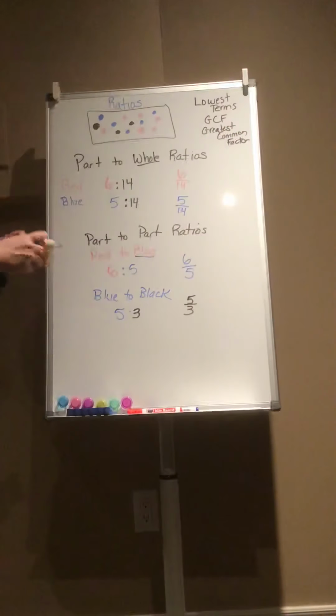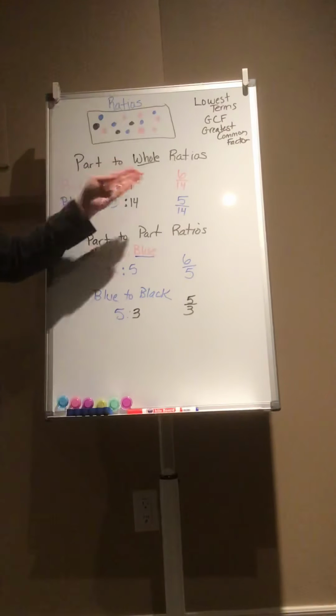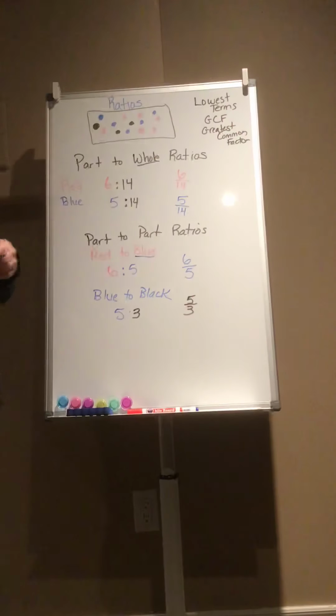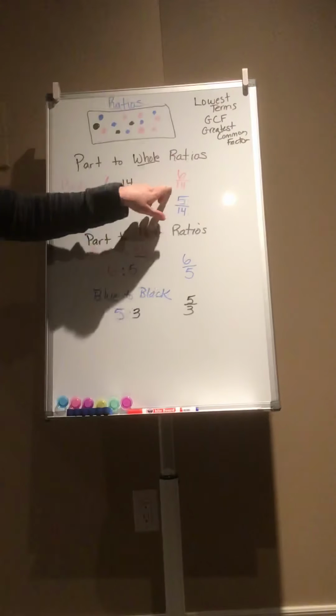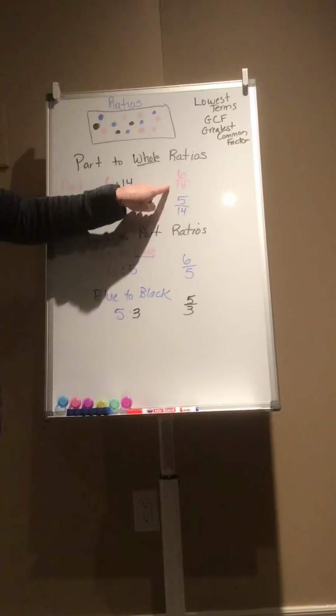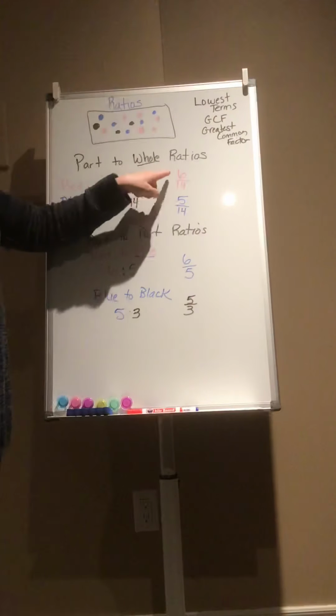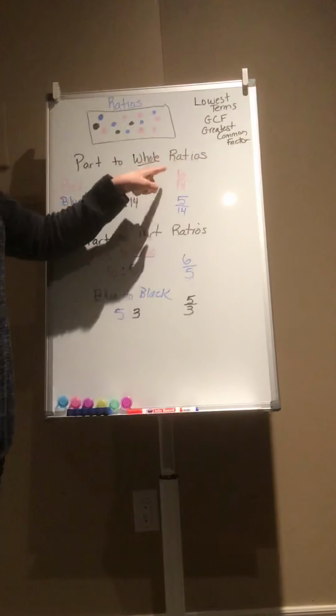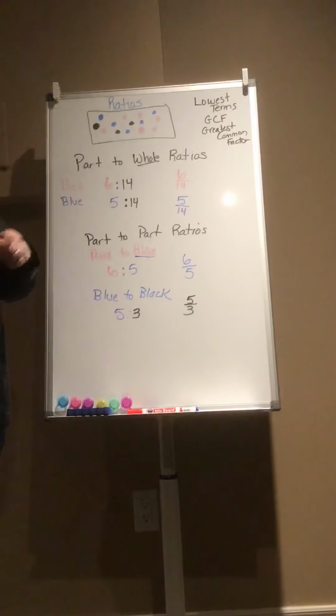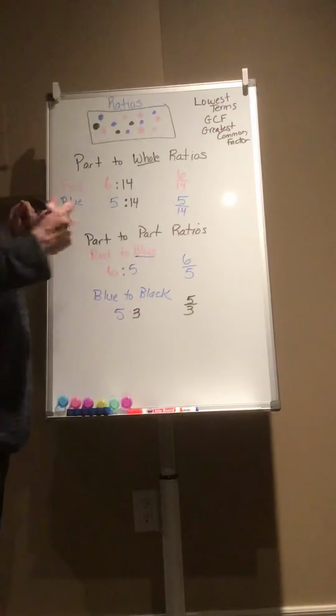So let's look at each of our examples. The first one we have for part to whole is 6 to 14. Well, I would need to factor 6 and factor 14, but I know that the greatest common factor is going to be 2, because the only things that work for 14 are 1 times 14 and 2 times 7. For 6, it's 1 times 6, 2 times 3. So the only common factor is the greatest common factor.